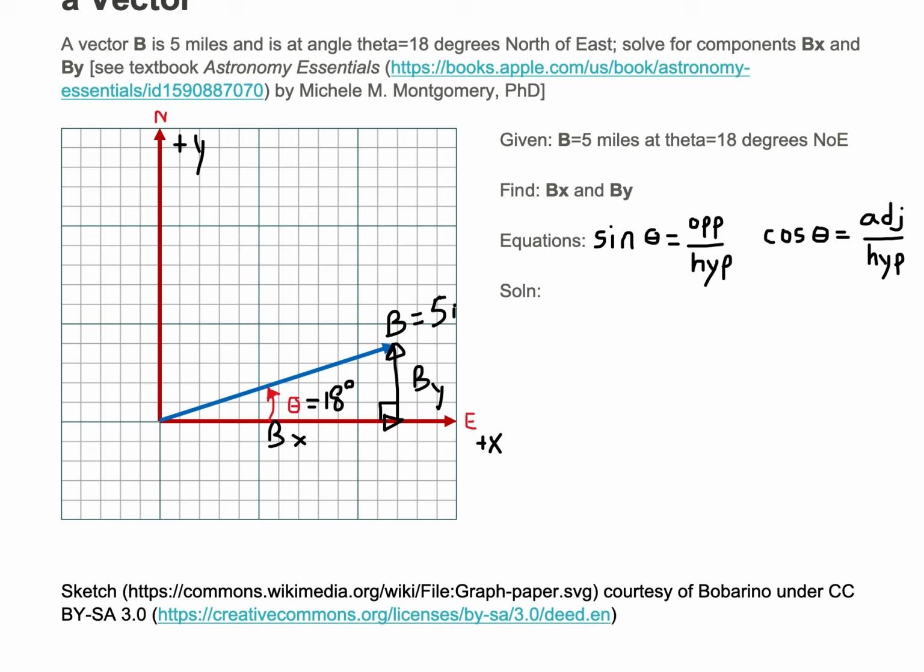How are we going to do this? We're going to use equations. Sine theta is equal to the opposite side over the hypotenuse, and cosine theta is equal to the adjacent side over the hypotenuse. Let's start with sine of theta. Sine of 18 degrees is equal to the opposite side. So here's 18 degrees, and the opposite side is by. And the hypotenuse is b, which we know is 5 miles.